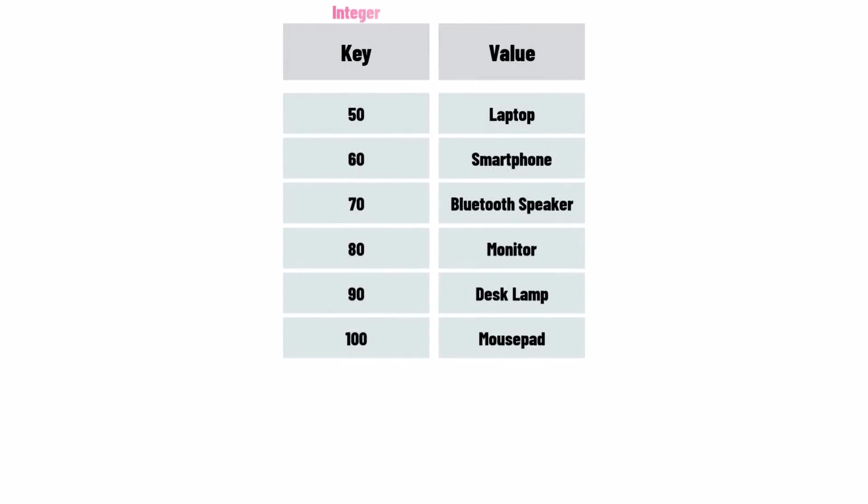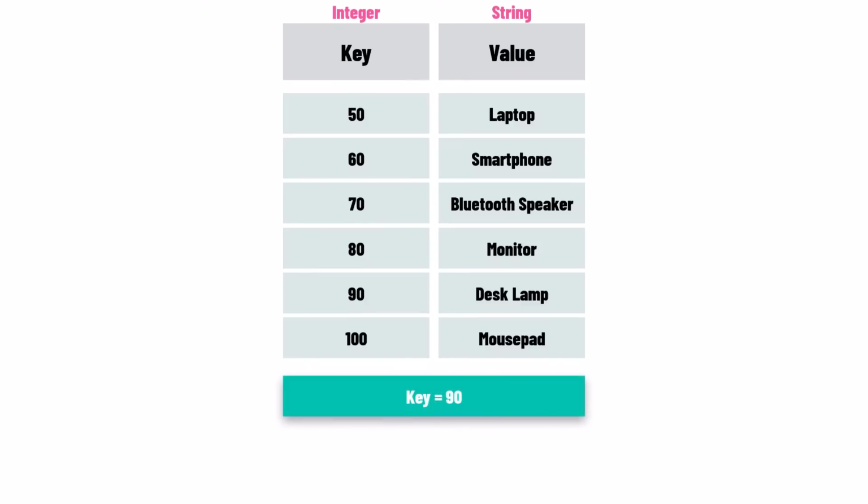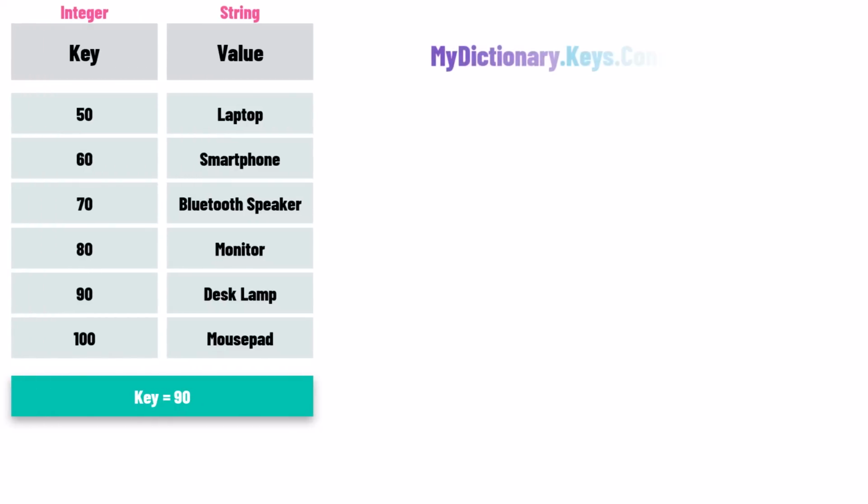Next, let's consider a dictionary where the keys are integers representing product IDs, and the values are the product names. We want to check if there is a key with the number 90. To do this, we use the Contains method on the Keys collection of the dictionary with the ID 90. Keys is a property of the dictionary type that returns a collection of the keys we have inside the dictionary. The result is true because the key 90 is in the dictionary.